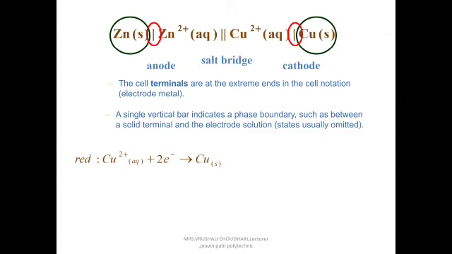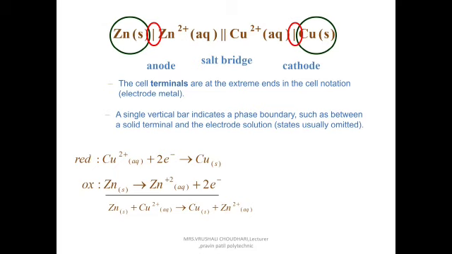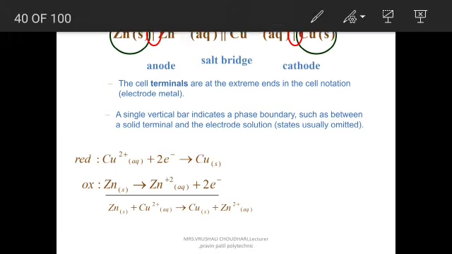Reduction: copper ion gains 2 electrons to form solid copper. Oxidation: zinc metal loses electrons to form a zinc ion. Overall reaction: copper metal gets deposited, zinc ion gets liberated.